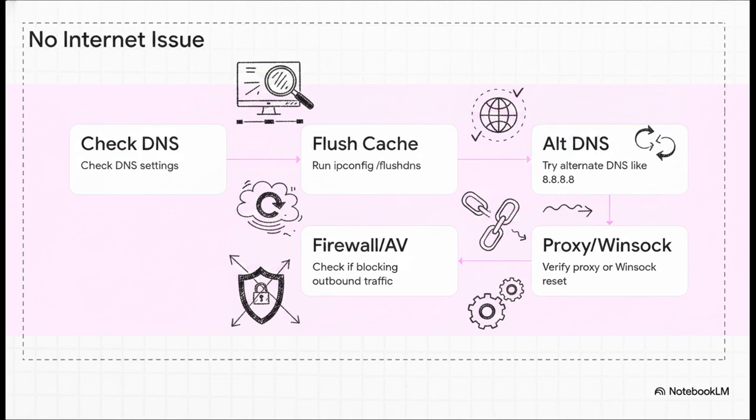Step 1 and 2, you check the DNS settings and flush the DNS cache using ipconfig /flushdns. If that doesn't work, Step 3 is trying an alternate reliable DNS like Google's 8.8.8.8. Still broken? You move to Step 4, verifying proxy settings or doing a WinSock reset to completely clear the network stack. Finally, Step 5, you check if a firewall or antivirus is silently blocking outbound traffic. Notice what we did there? We isolated the issue step by step instead of just rebooting blindly.